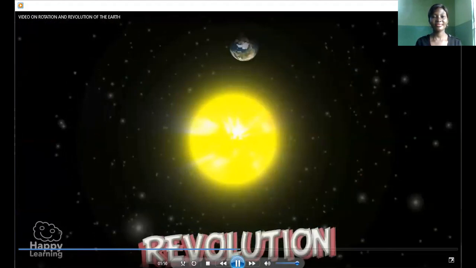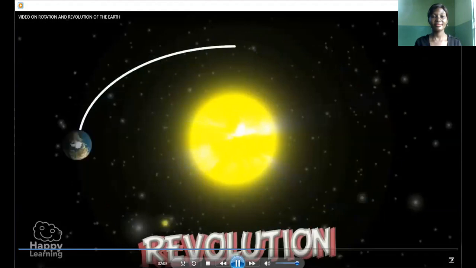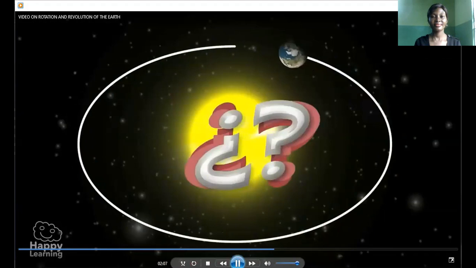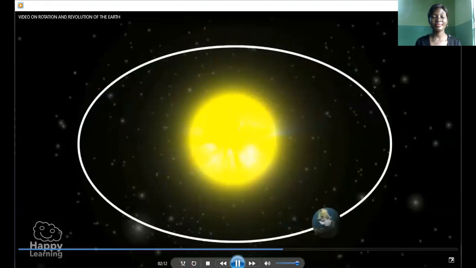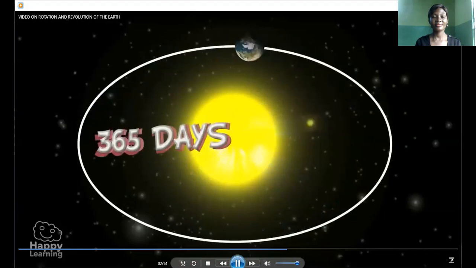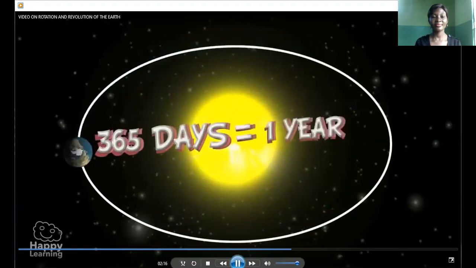As you can see in the pictures, the Earth goes around the Sun in an elliptical orbit. That might sound a little strange, but if you look, you'll see it's simply the journey that the Earth makes around the Sun. Do you know how long it takes the Earth to make a complete revolution around the Sun? Well, it takes 365 days, exactly 1 year.